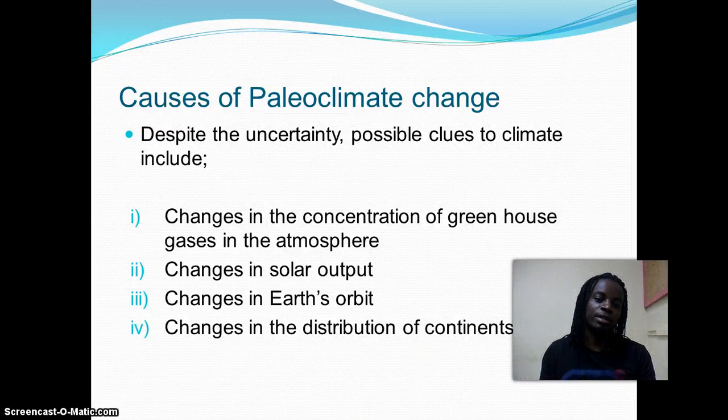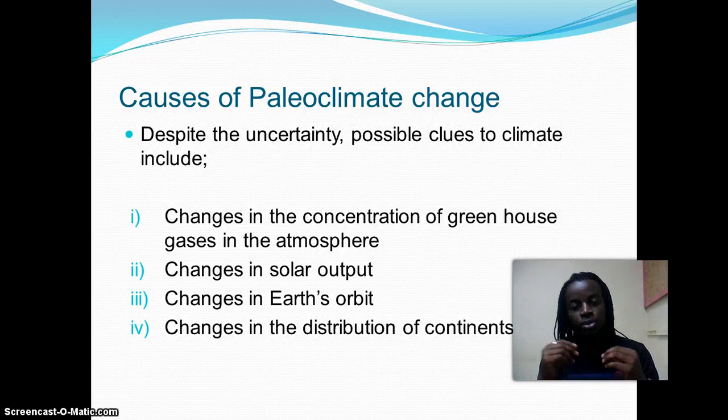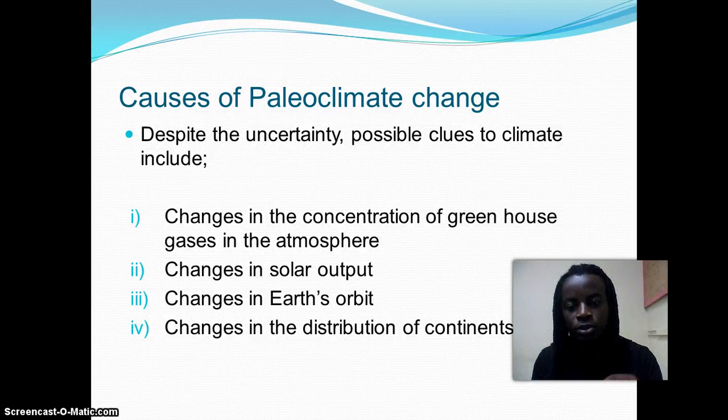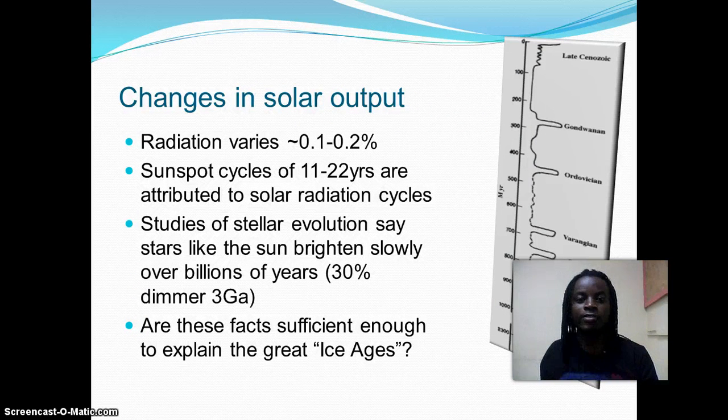Causes of paleoclimate changes. Despite the uncertainty, possible clues to climate change include changes in the concentration of the greenhouse gases in the atmosphere. You know, Gore has been talking much about these greenhouse gases in the States. Also changes in the solar output, changes in the Earth's orbit, and changes in the distribution of continents. Of course, we're talking about continental drift back then, in the supercontinent Pangaea, where the continents were together.